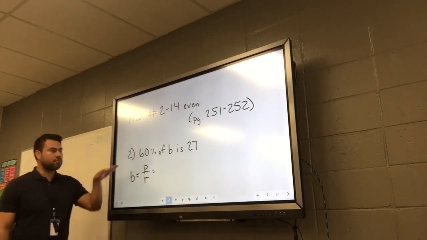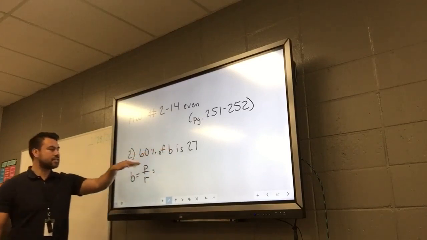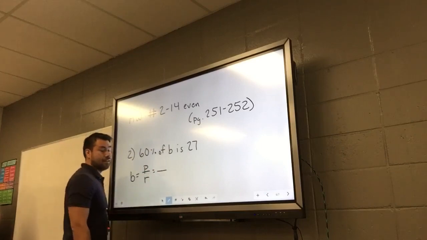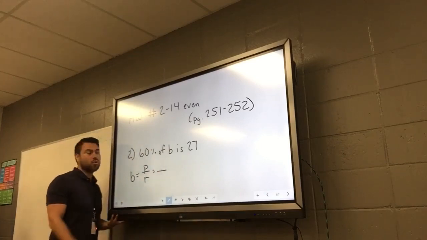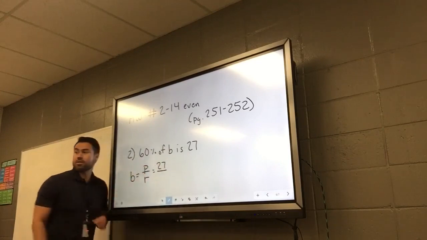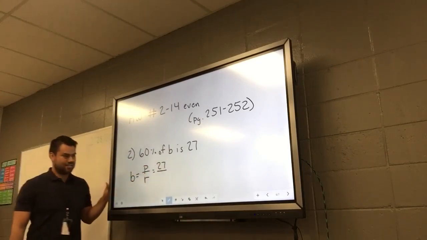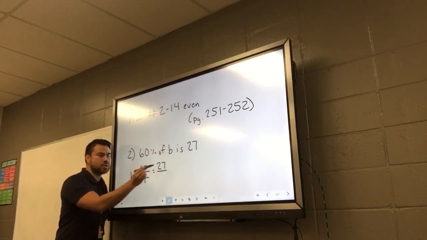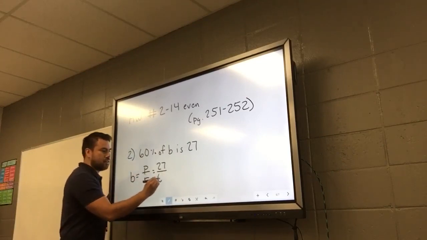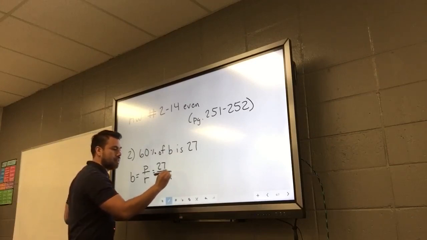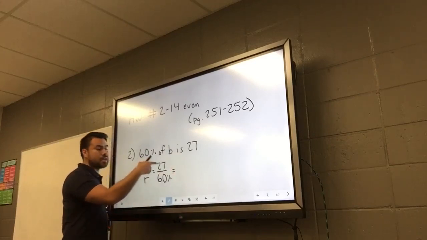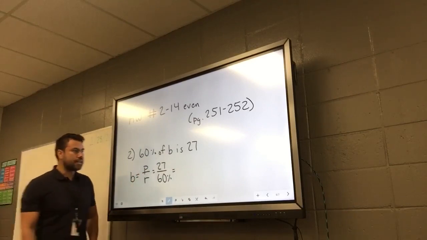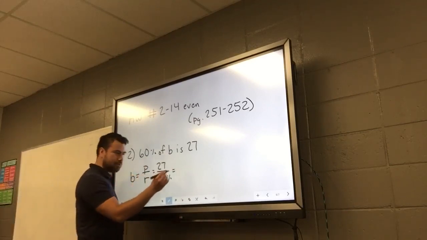In this problem, the way it's written, what is the percentage? 27. Remember, percentage. I'll use these words so that I won't confuse it. So percentage is 27. What's the rate? 60%. 60 divided by 27 or 27 divided by 60? It's always top divided by bottom. B over R, so percentage over 60%.